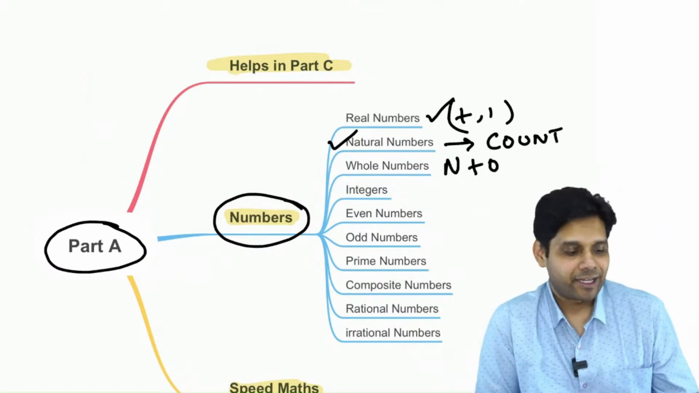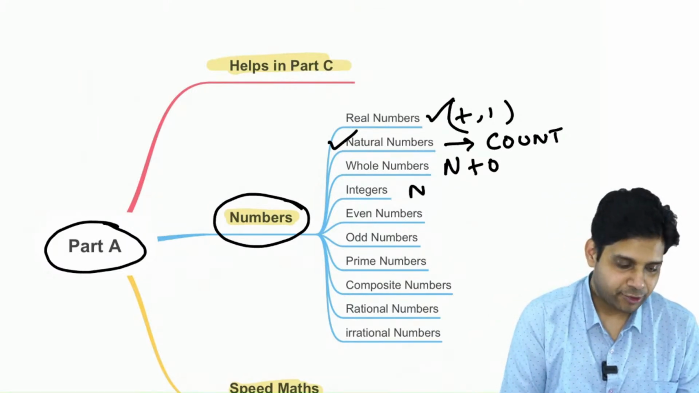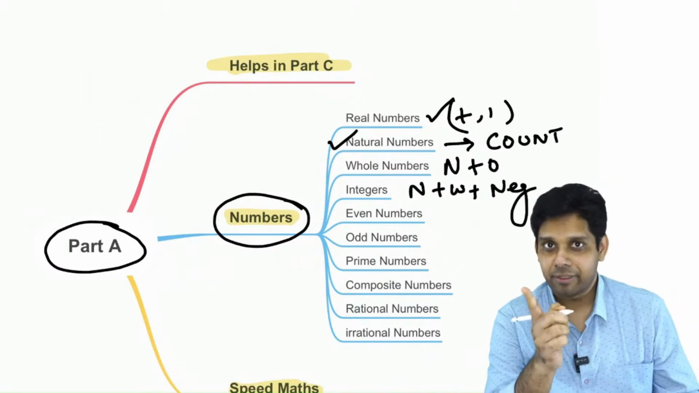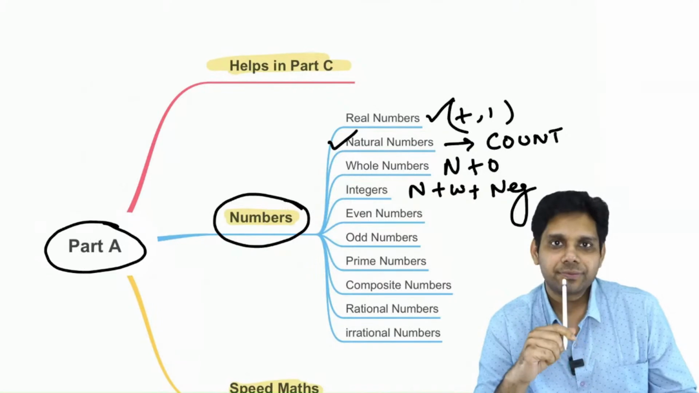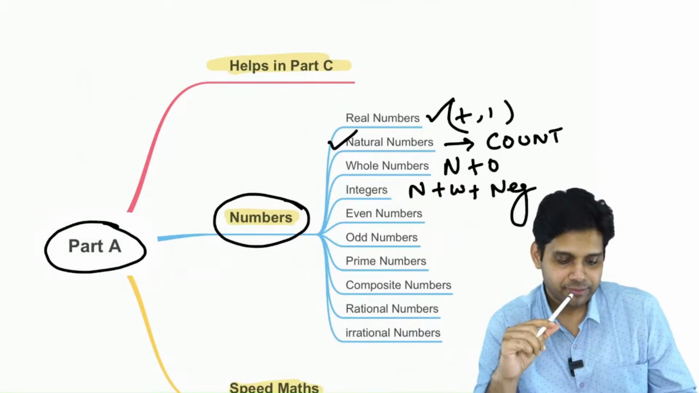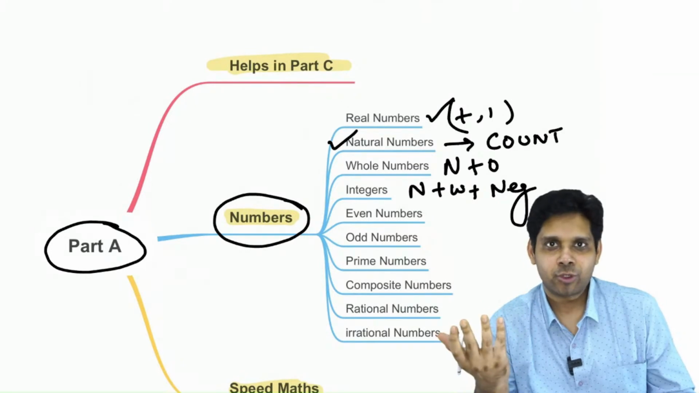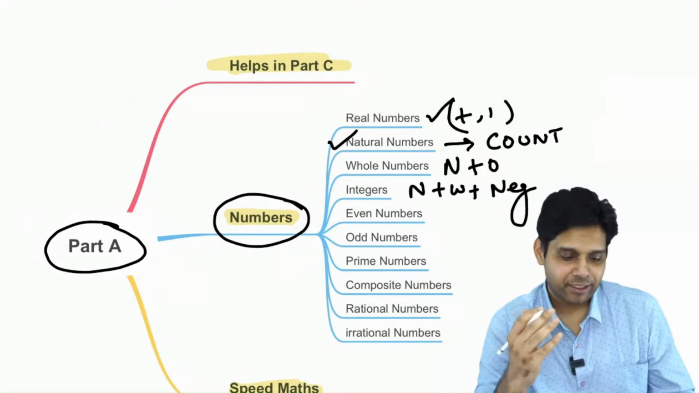Okay. Now, what is an integer? That is natural numbers plus whole numbers plus negative numbers. That means the sign has come now, minus, right? So that's about our integers. Even number, odd number, you know? Anything divisible by 2 is an even number. But if it is not, it's an odd number, right?